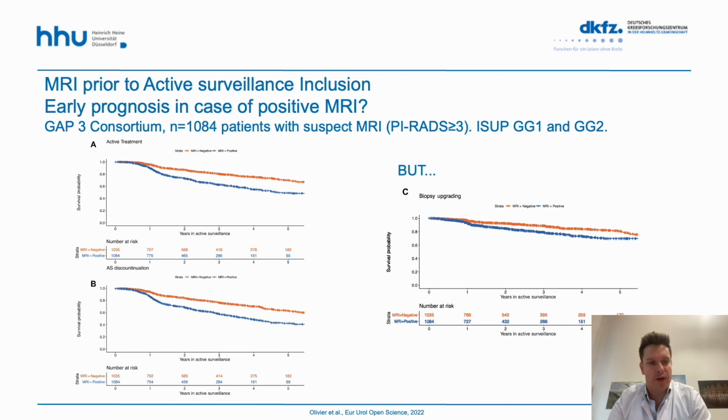So the next question is whether we can prognose active surveillance discontinuation using the first MRI prior to active surveillance inclusion. You can see here data from the GAP3 consortium. Over 1,000 patients with grade 1 and 2 cancers were included, and MRI was called suspicious when a PI-RADS score of 3 or above occurred. As you can see here, active treatment and active surveillance discontinuation were both higher in those groups of men who had a positive MRI prior to inclusion. However, this was not transferable into biopsy or histopathological upgrading, as you can see on the right side.